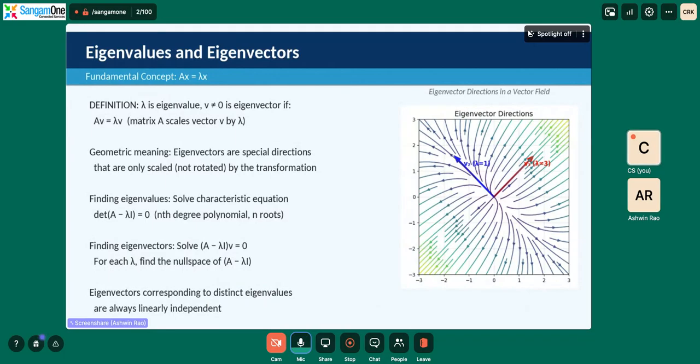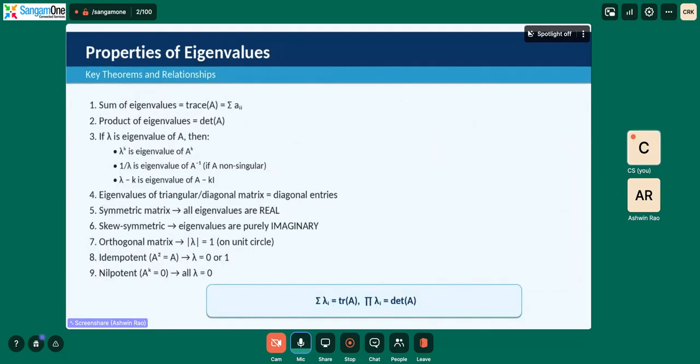Okay, proceed. Then these are the properties of eigenvalues. Please remember these formulas and conditions.